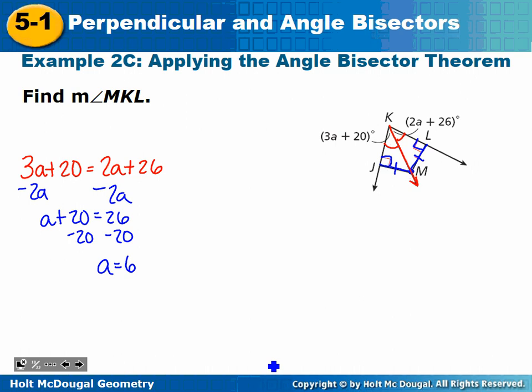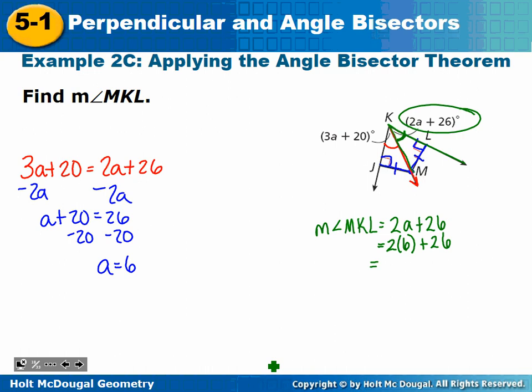Measure of MKL. So go to your picture and make sure you know which angle that's referring to. You put your pencil at M, go to K, go to L. So we're looking for this angle right here, which is the 2A plus 26. So the measure of angle MKL is equal to 2A plus 26. Plug in your value for A, which was 6, and solve.